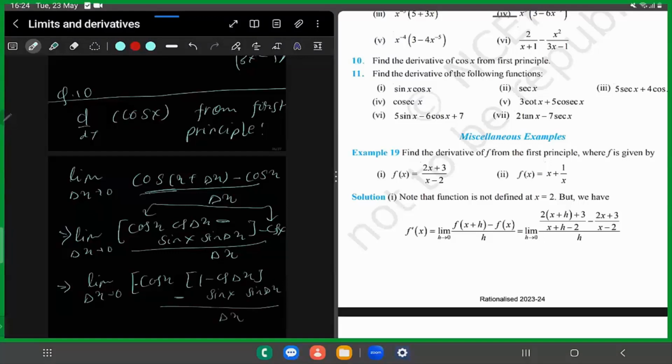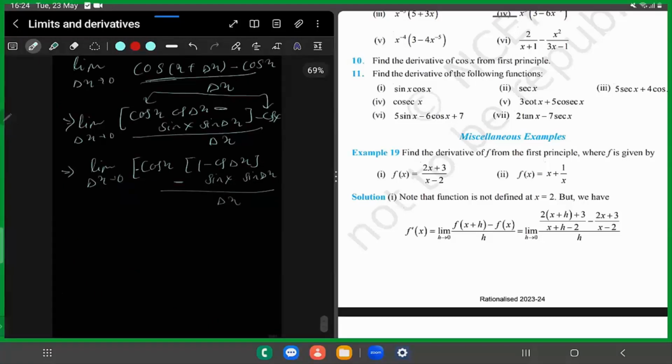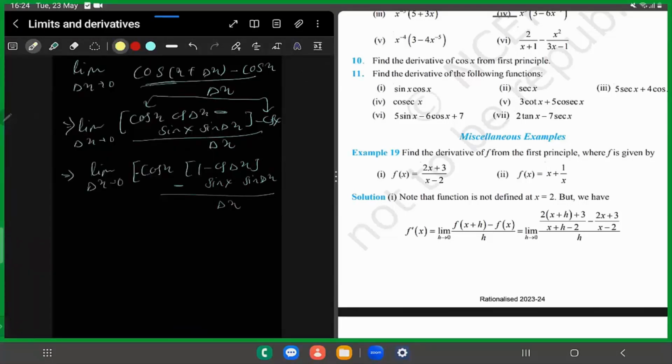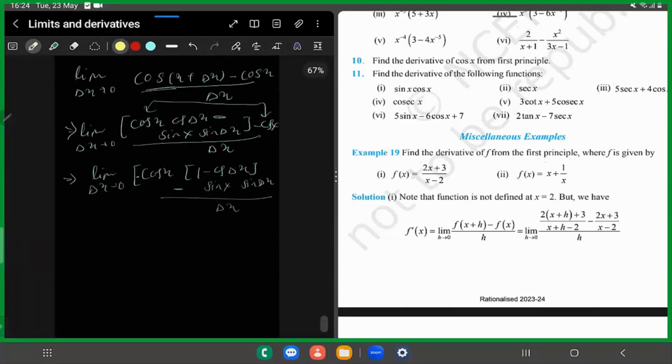A bit of calculation is involved, but if you are solving with first principle, then this much is expected. So you basically need to know how you can manipulate the given expression to some solvable form.